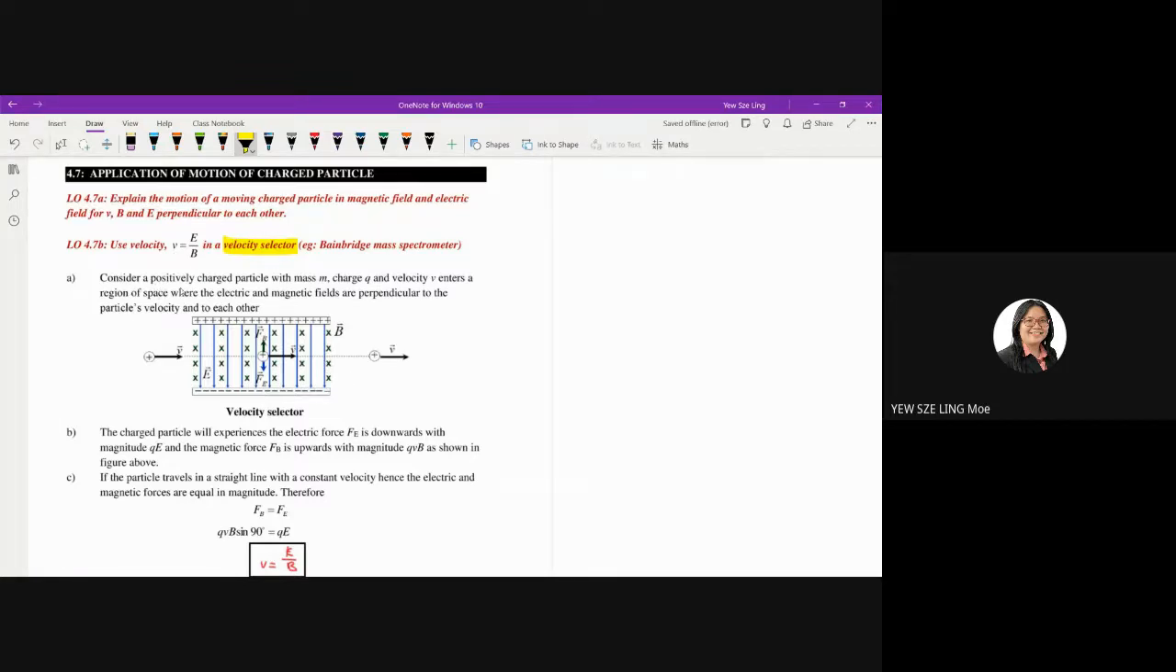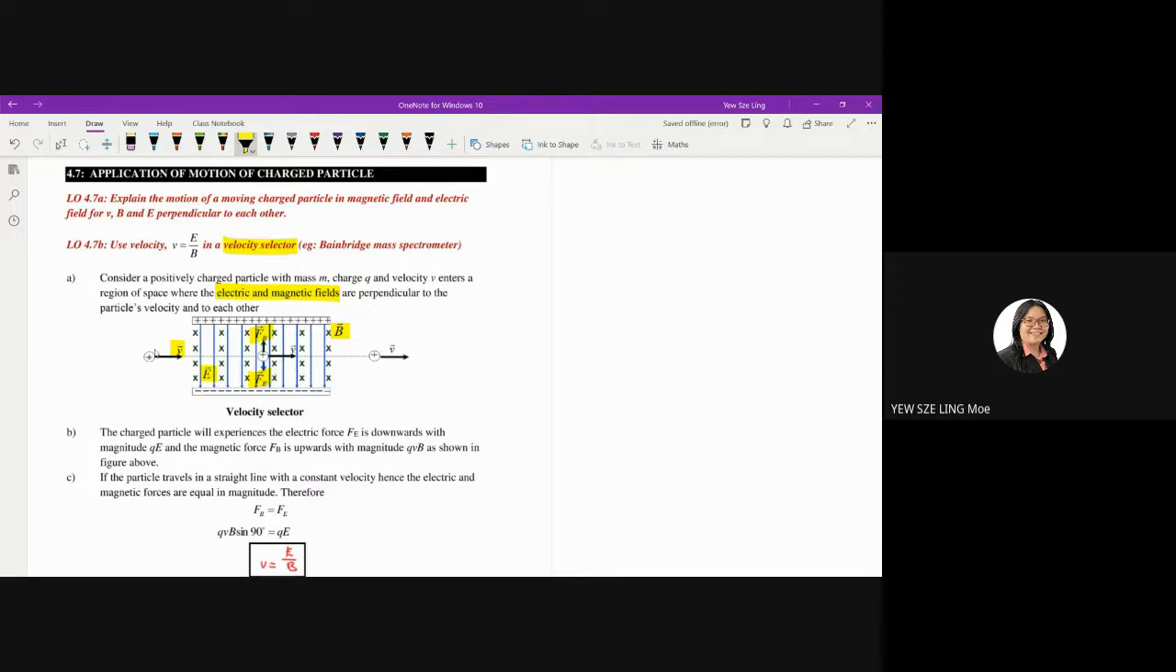So consider a positively charged particle with mass m, charge q, and velocity v entering a region of space where it contains both electric and magnetic fields as shown in the diagram. They are all perpendicular to the velocity. So you have E, you have B, and you have v at the same time. The particle enters with an initial velocity. What is important right here is F_B and F_E. Both of them must be pointing in opposite directions.